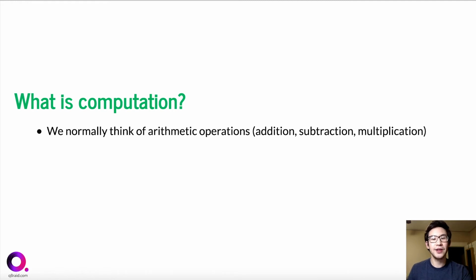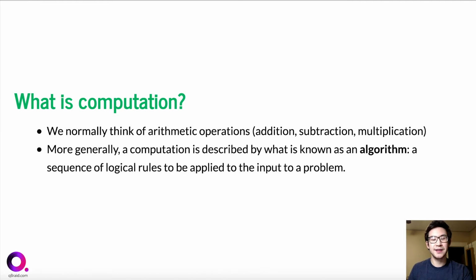More generally, a computation is described by what is known as an algorithm. And an algorithm is just like a recipe. It is the description of a sequence of logical rules to be applied to the input to a problem, for example, two numbers, in order to arrive at a desired result, for example, the sum of the two numbers.